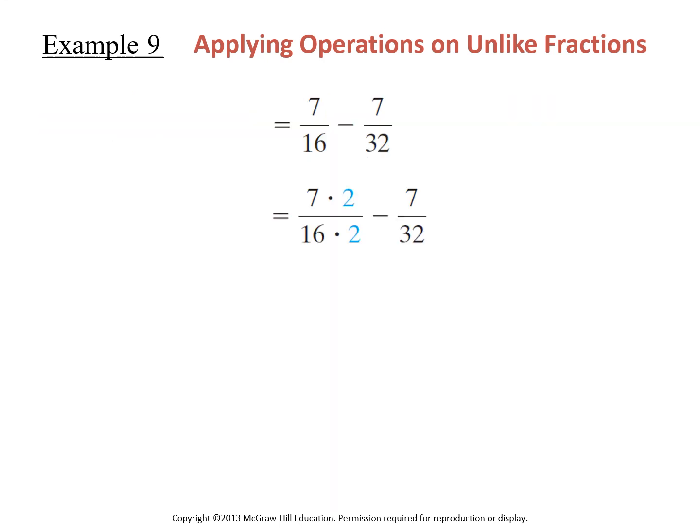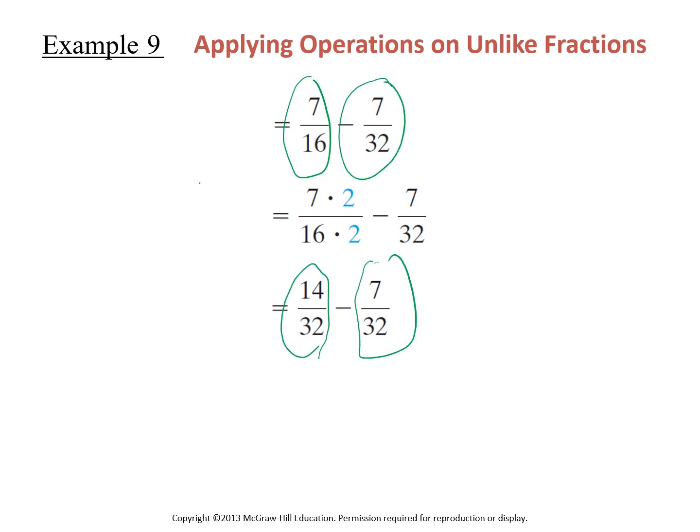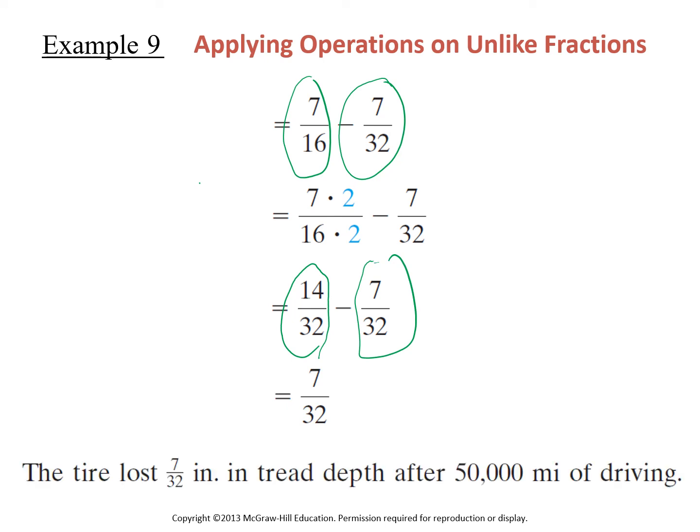So my common denominator here is 32. So I have to change the first fraction so that it has a denominator of 32. So 7/16 is now going to be 14/32, and I'll subtract 7/32, and I'm left with 7/32 inches, and that's my tread depth after driving 50,000 miles.